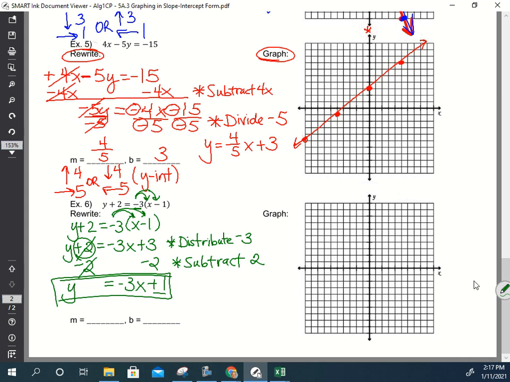Our slope always has the x attached to it, and we always take the sign that's sitting in front of it. So that's -3, which we're going to write as a fraction. And the 1 is our y-intercept. That's right. We always make the slope a fraction. That way it's easier for us to graph it.